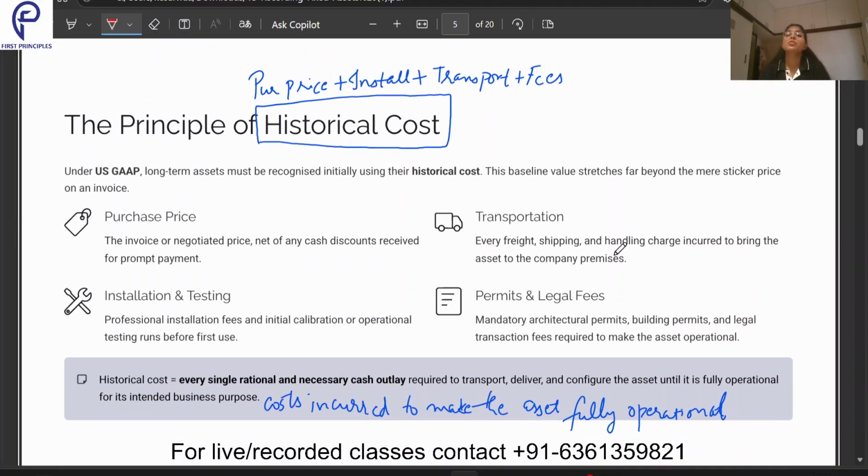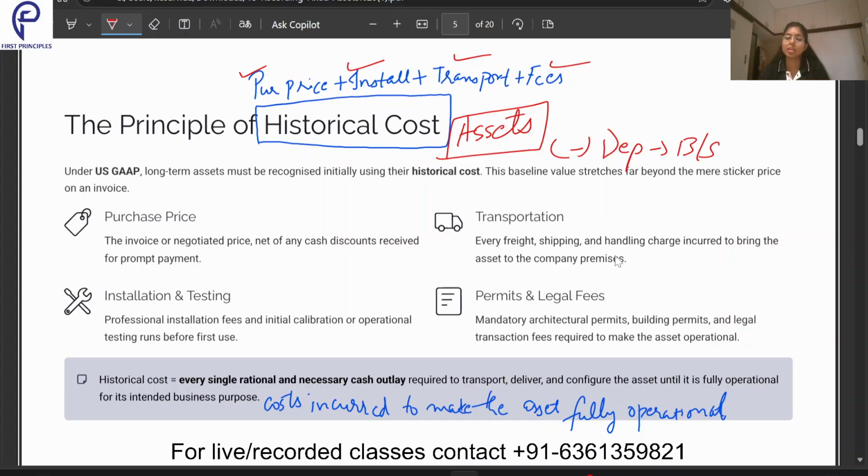Now, coming to the principle of historical cost, what does this mean? Assets are reported at historical cost less depreciation on our balance sheet. What does historical cost mean? The purchase price of the machinery or the asset, the cost we paid to install it, the transportation cost, and any legal fees associated with that machine are going to be included in the cost of that particular asset.